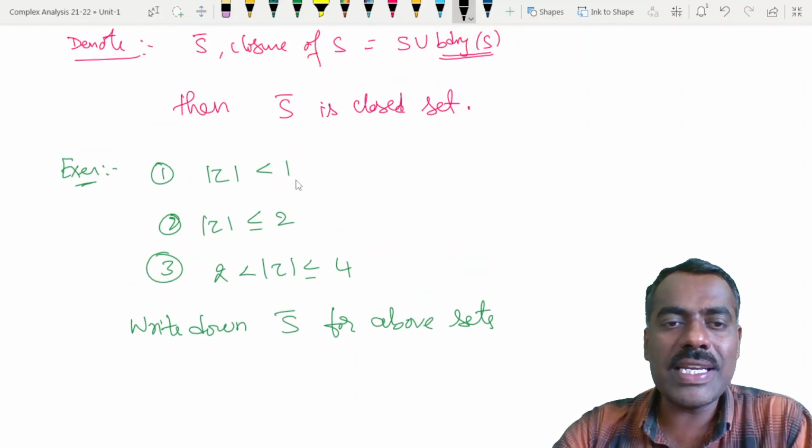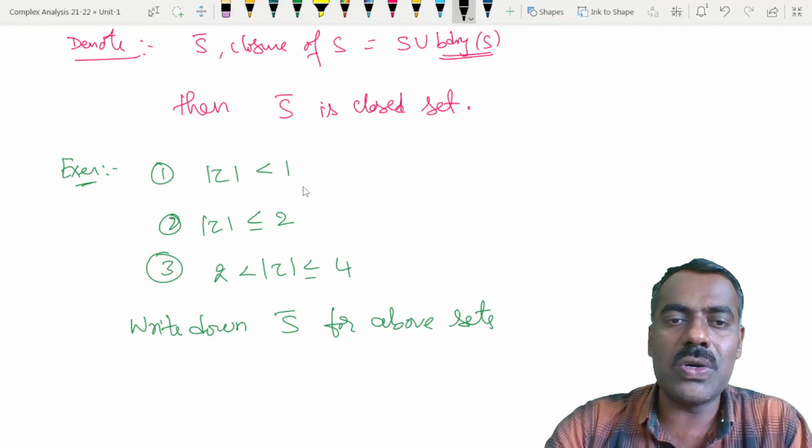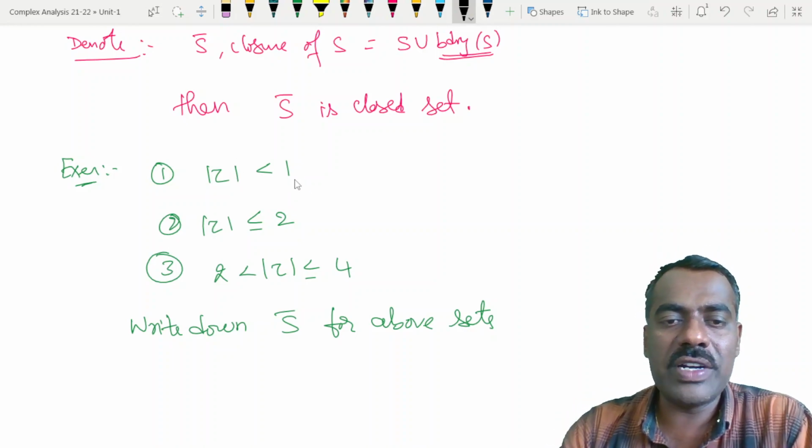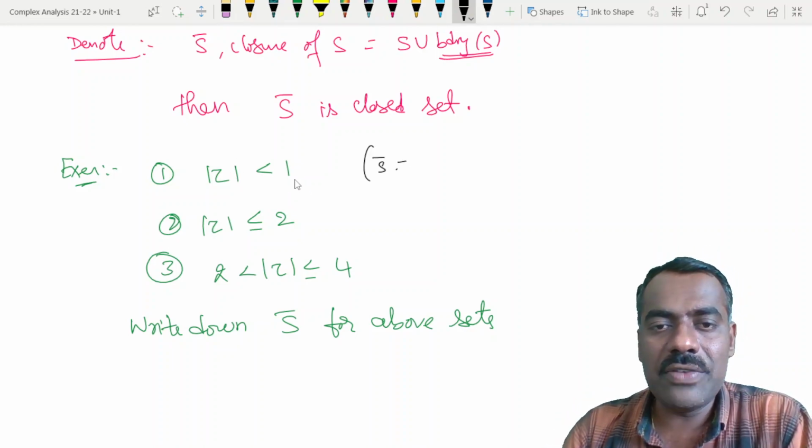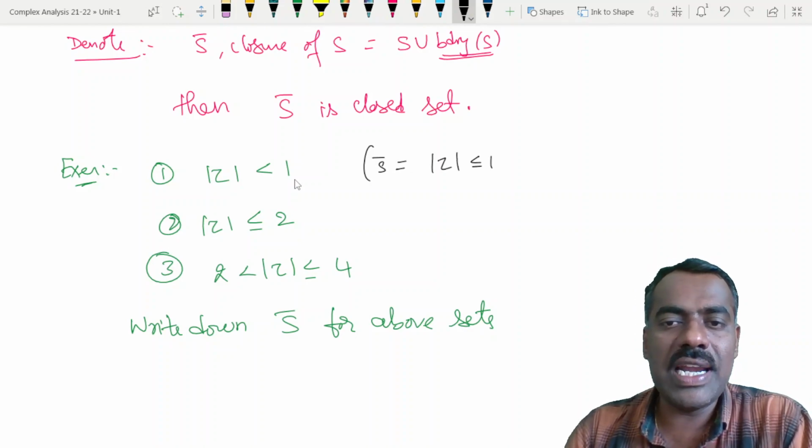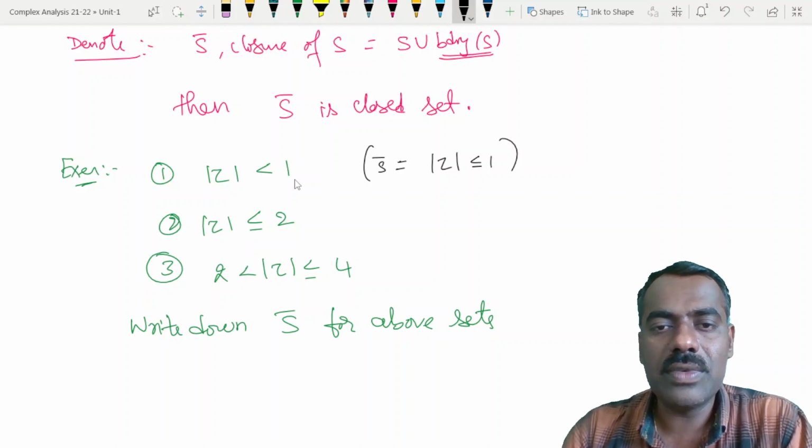Mod z equal to 1 is all points that form the boundary of S. So therefore, what is S bar? S bar is mod z less than or equal to 1. Is this clear? Yes or no?